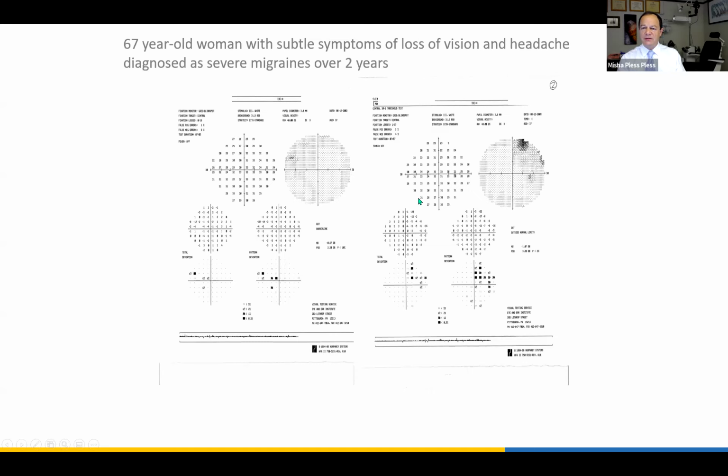And this is a patient, a 67-year-old woman. I can't really see my own slides because I have this bar that I'm going to bring to the bottom. There we go. A 67-year-old woman with subtle symptoms of loss of vision and headache was diagnosed with severe migraines over 2 years. And now you see the visual field testing here is a classic bitemporal depression. We don't see a bitemporal cut. You don't see a blackout in a bitemporal pattern. You actually see a depression.